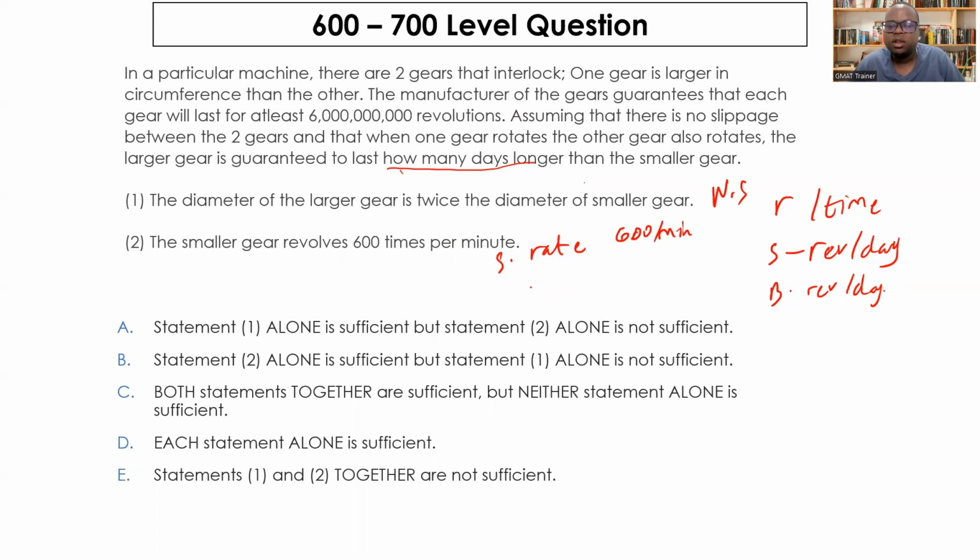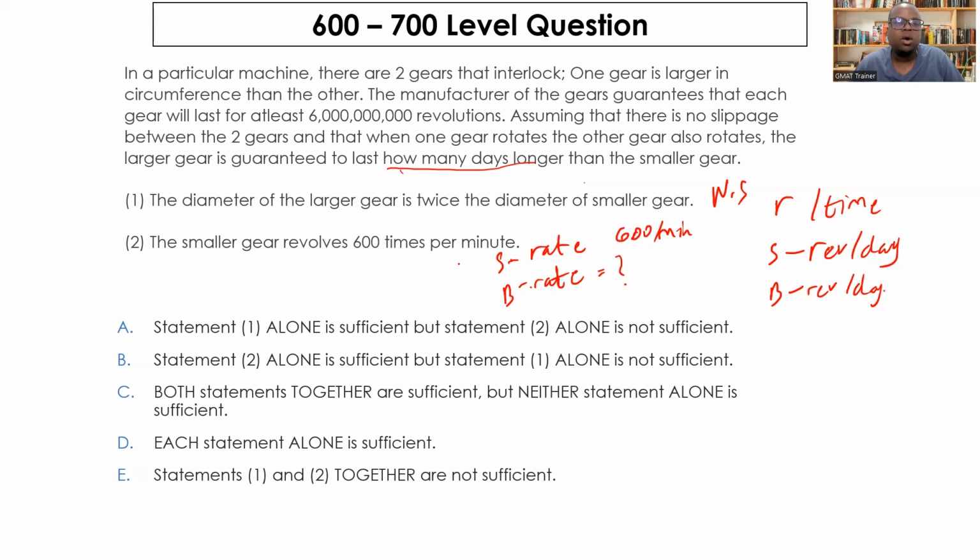We need the rate for the small and the big one. We have it for the small one. How about the big one? We don't have the rate for the big one. It's a question mark. If you have the rate for the big one, then we can tell how many days it takes.